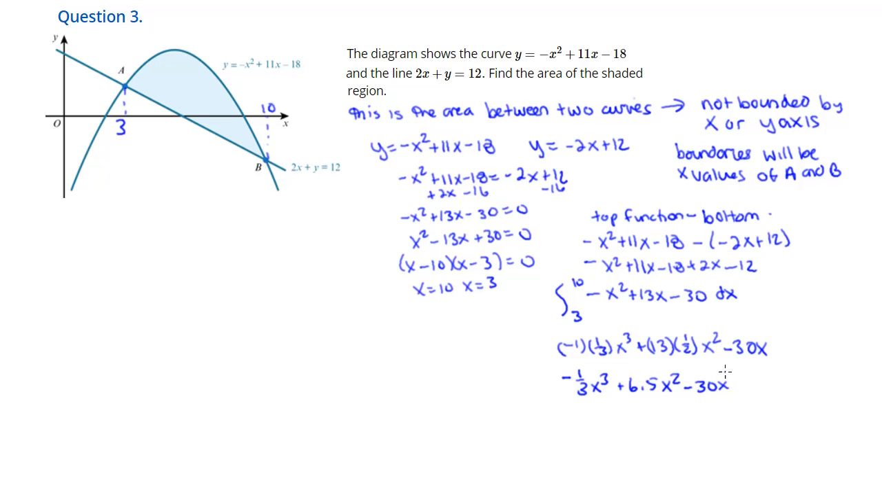And now all I'm going to do is clean this up a little bit, simplify it. And then I've got my integral function, and I'm going to use both 10 and 3. I'm going to substitute both those values in and then subtract them to find the total area, and I'll be good to go.